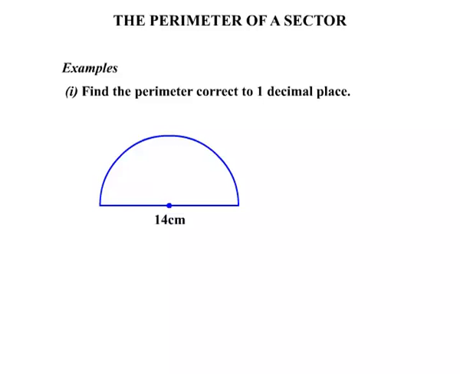Now in this lesson we look at the perimeter of a sector. Let's look at some examples. Now we need to find the perimeter correct to 1 decimal place. Now we have a semicircle here, which is half a circle.